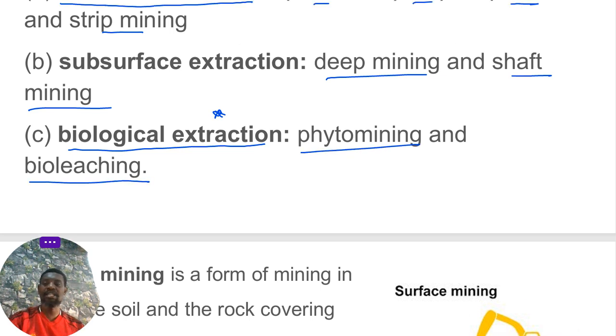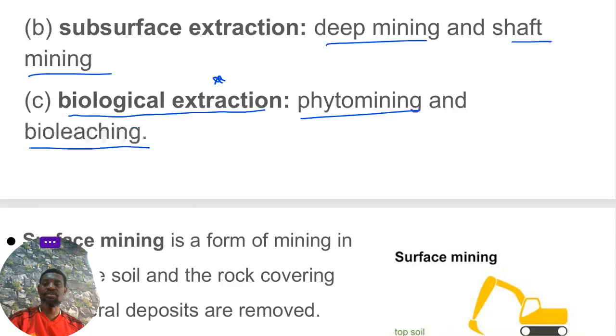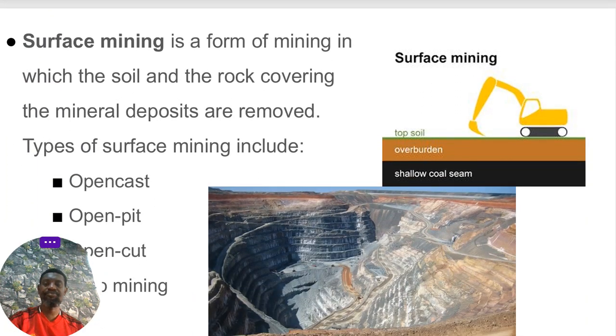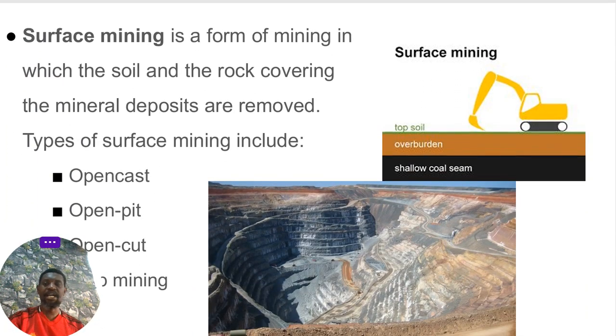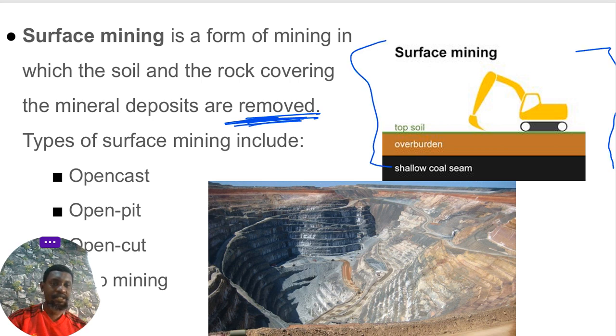So we're going to start with surface extraction. Surface mining is a form of mining in which the soil and the rocks covering the mineral deposits are removed. If you look at this image here, try to explain it. You have the coal seam here, which is the mineral. The coal here represents the mineral.